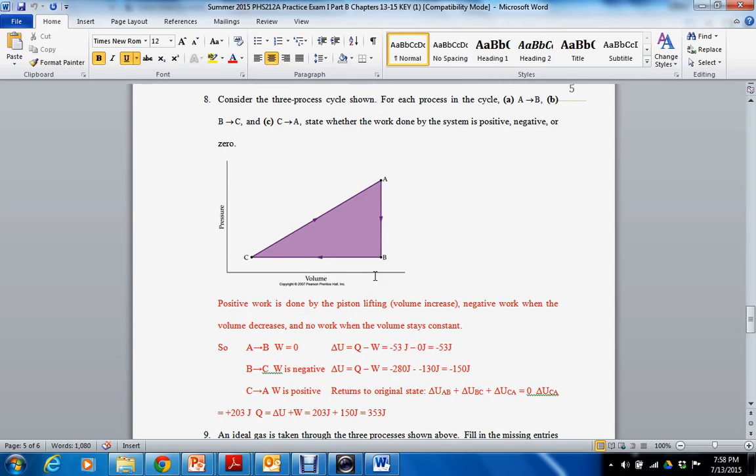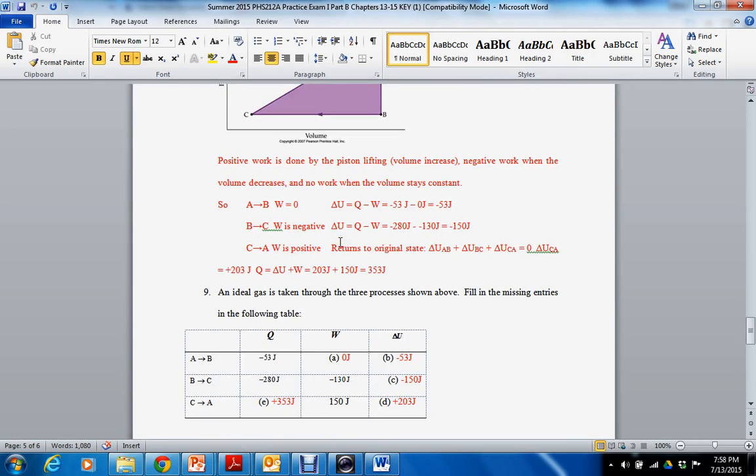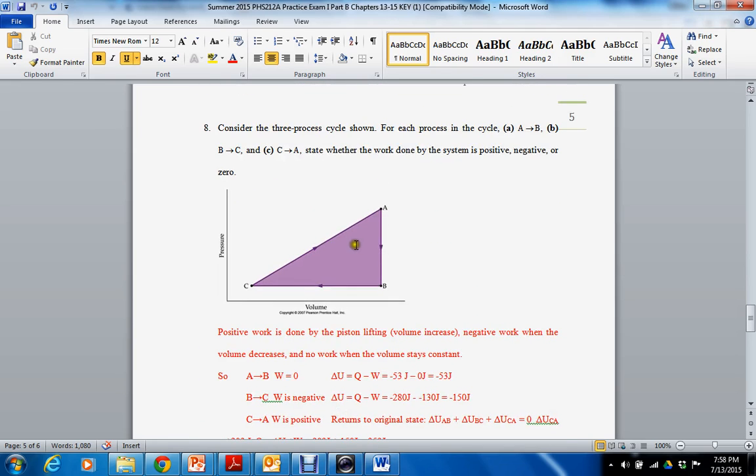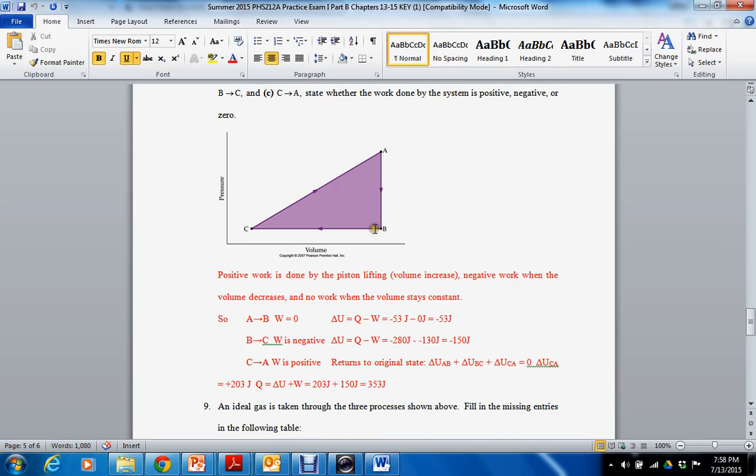All right, so we have a thermodynamic process. Number 8 and number 9 are related to each other, and number 9 has some values filled in. Here, for each part of the cycle, we're going to state whether the work done by the system is positive, negative, or zero. A to B, the volume doesn't change, so the work is 0. B to C, the volume decreases, so we're going to have negative work. And C to A, the volume is increasing, so we have positive work.